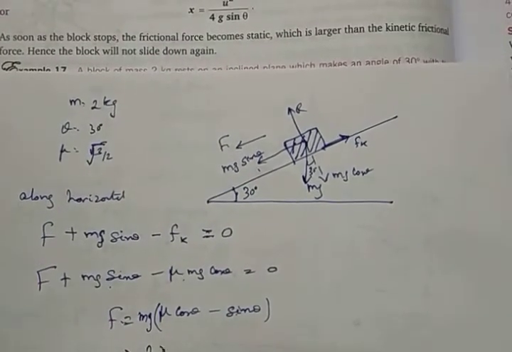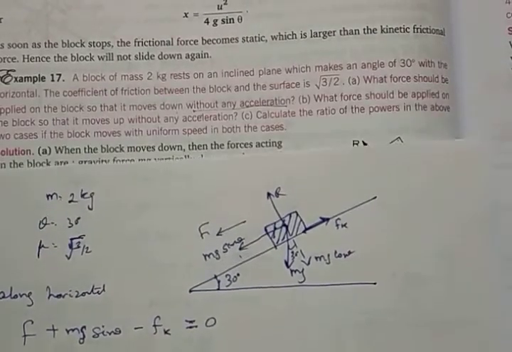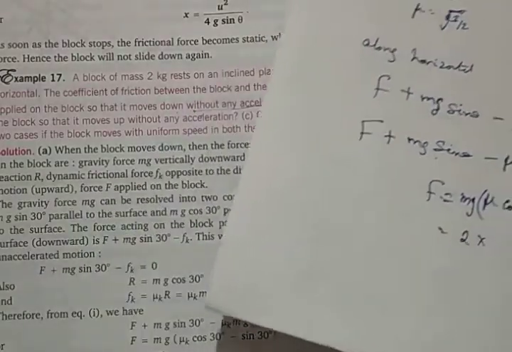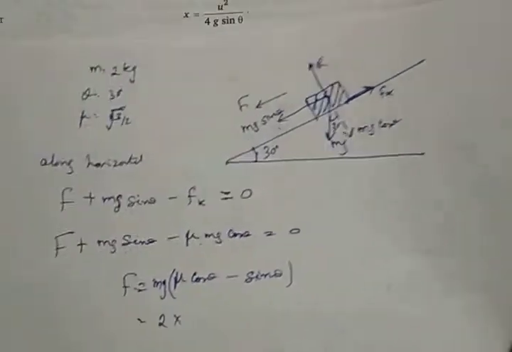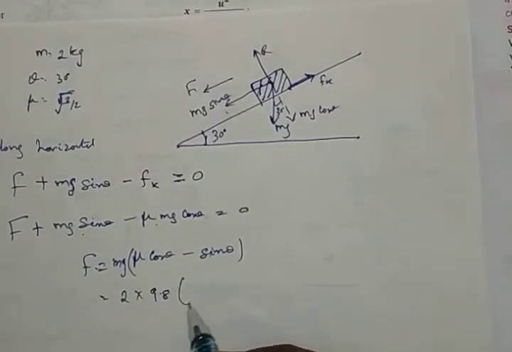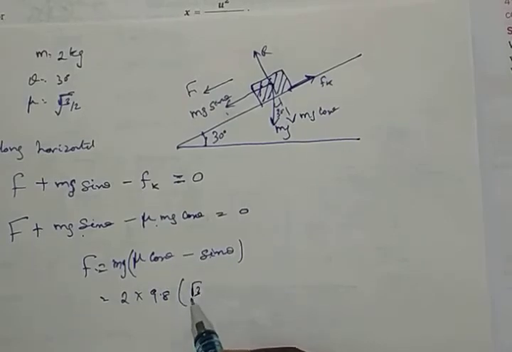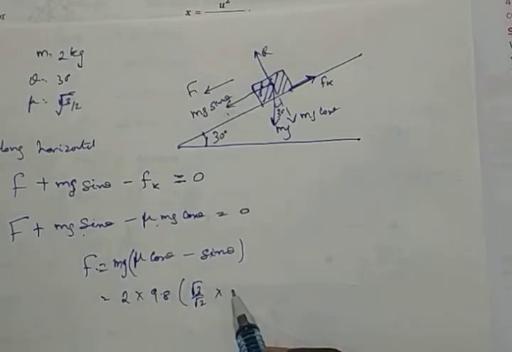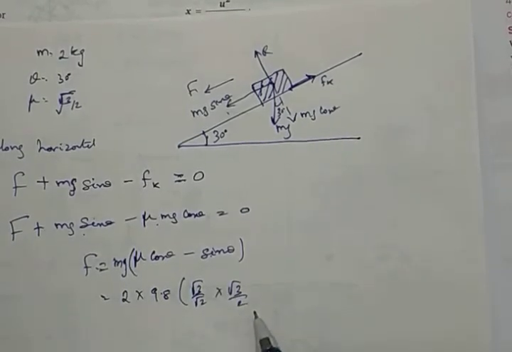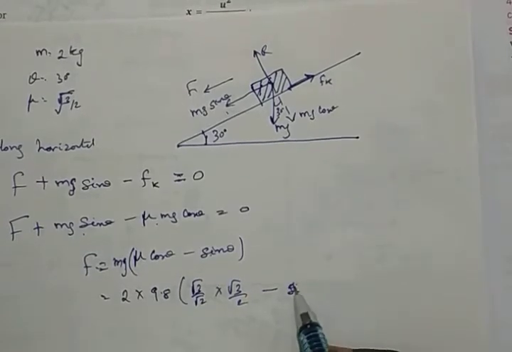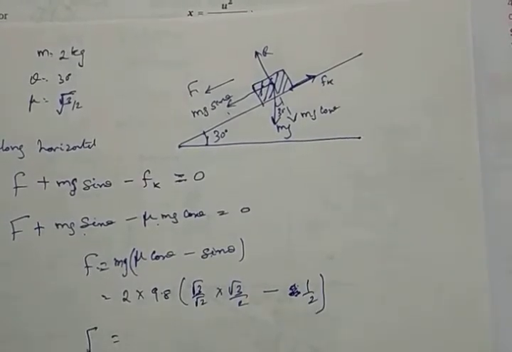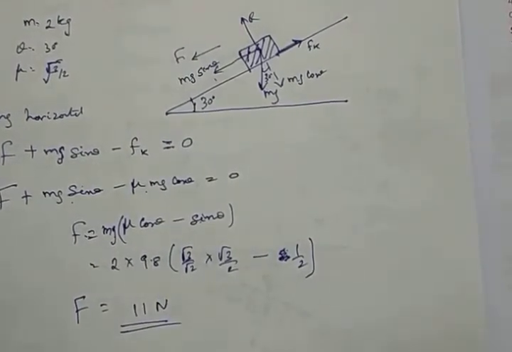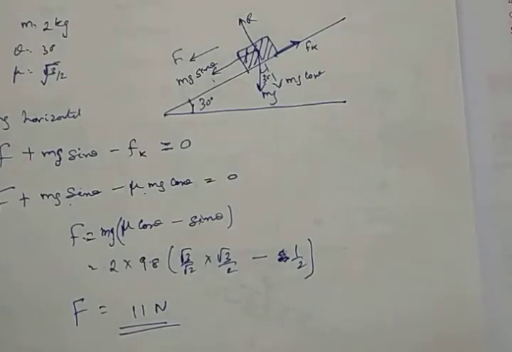What is mass? 2 kg. And what is the g value? They have not told any g value here. So what should we do? Should we take 10 or 9.8? Better to take 9.8 always, that is the way it will always go well. Mu is root 3 by 2 into cos 30. What is cos 30? Root 3 by 2, minus sin 30, which is 1 by 2. Find the value, and you will get 11 newtons.